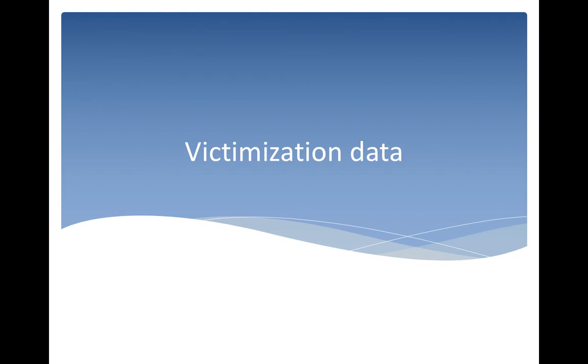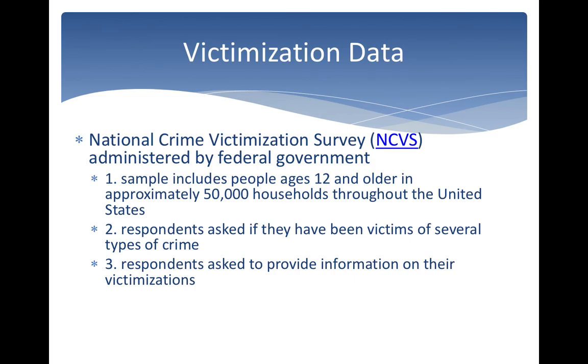Our third source of data is victimization data. This works like self-report data, except you're asking people about their experience being victimized. So the most well-known one is the NCVS, the National Crime Victimization Survey, and this is done by the federal government. And they sample households, and within the household, only people who are 12 and older. So we're not going to have anything about anyone under 12.